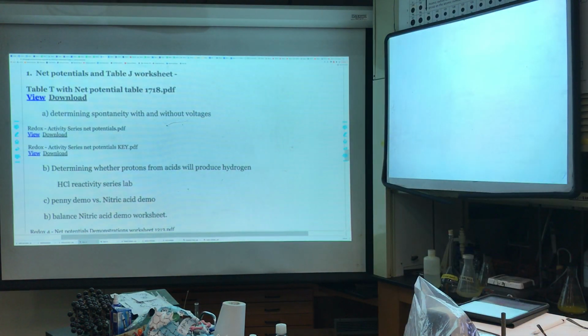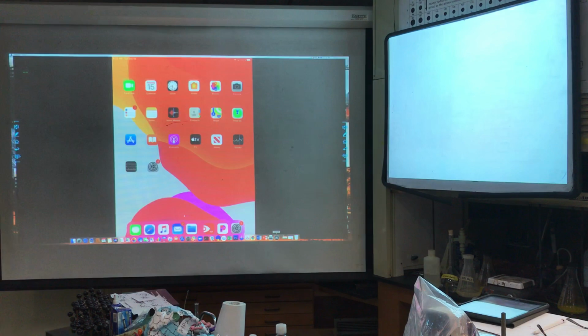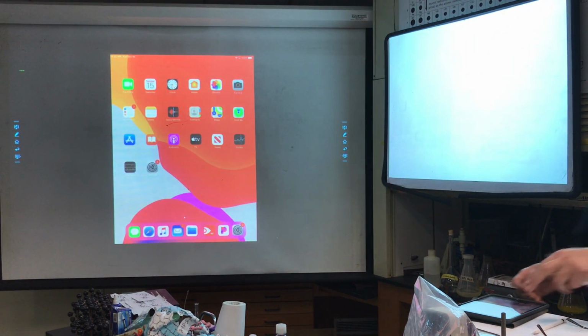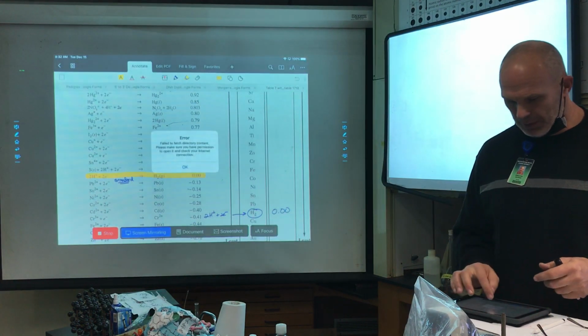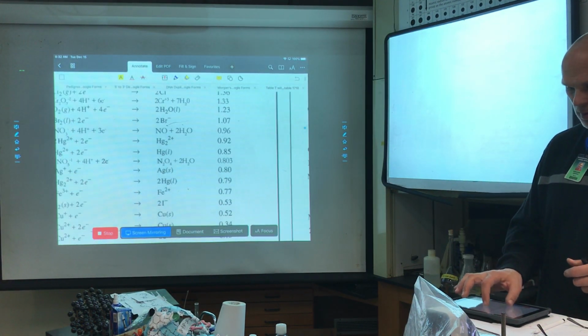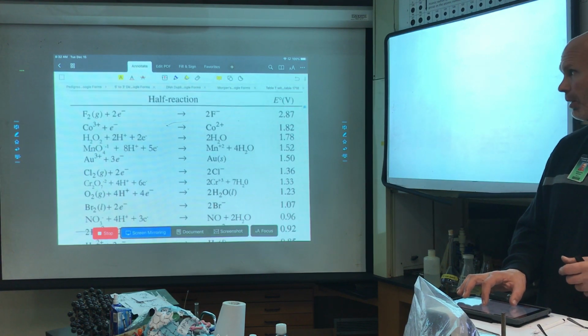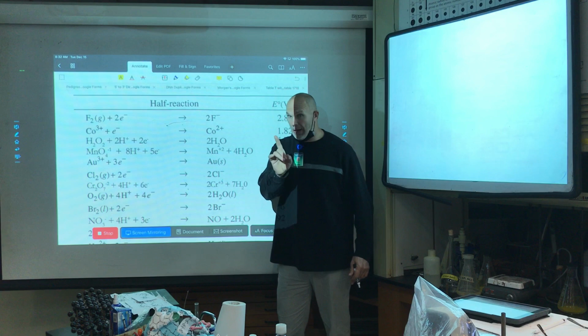So I'm going to go to my iPad here, and I'm going to be cursoring, so excuse me. All right, and when I do so, I want to pull up the net potential table. Okay. Now, so there's my net potential table. We've been using it all year, except now, the one I'm making you use, I've added some strong oxidizing agents.